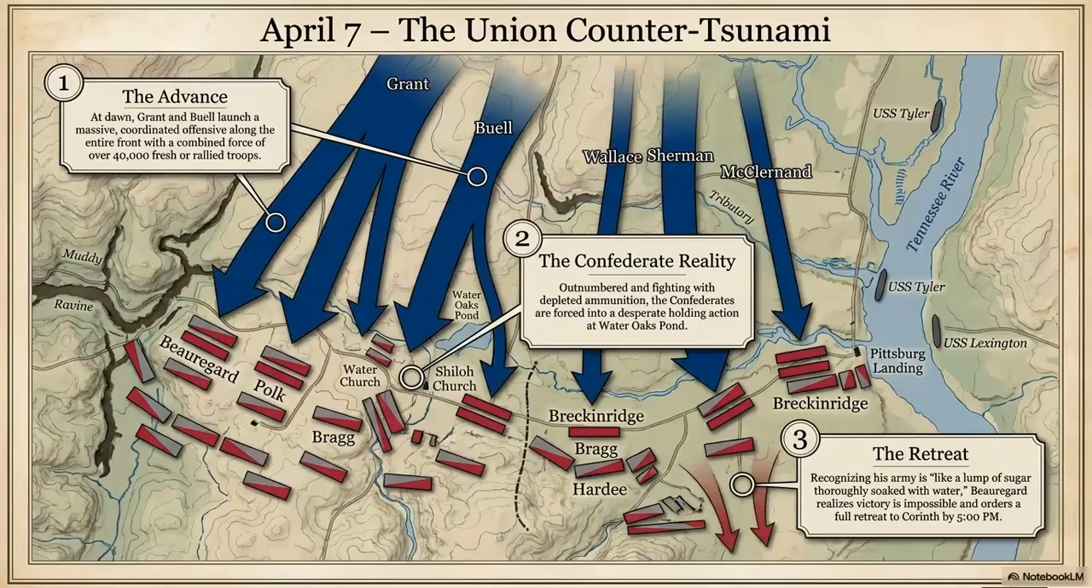The harsh Confederate reality suddenly hits home. Heavily outnumbered and fighting with depleted ammunition, the exhausted Southern forces are pushed into a desperate, futile holding action around Water Oaks Pond. Recognizing his disintegrating army is, like a lump of sugar thoroughly soaked with water, General Beauregard accepts that victory is impossible. By 5 p.m., he orders a full retreat back to Corinth, bringing this bloody crucible to a close.